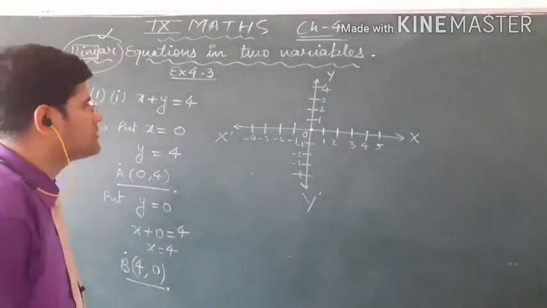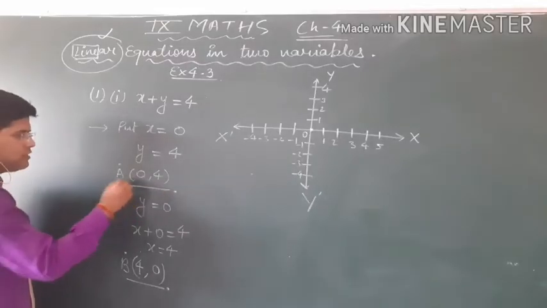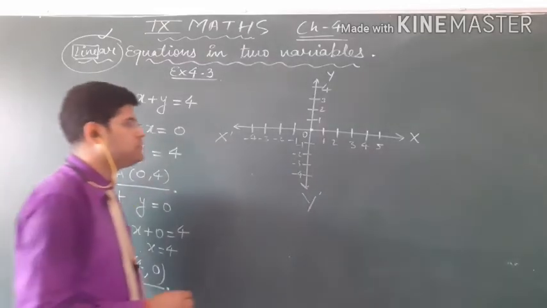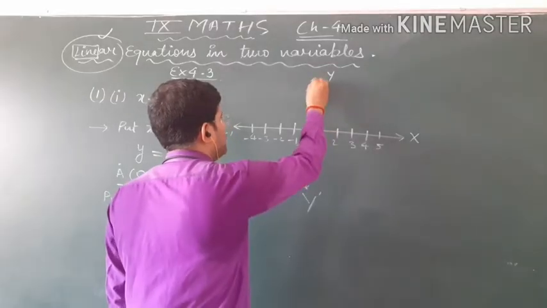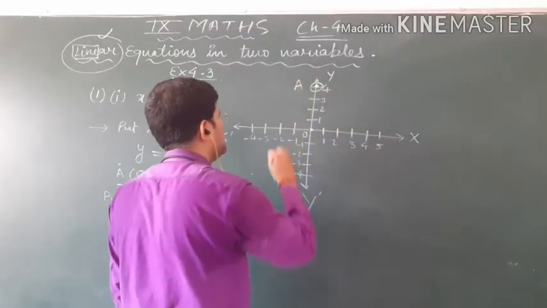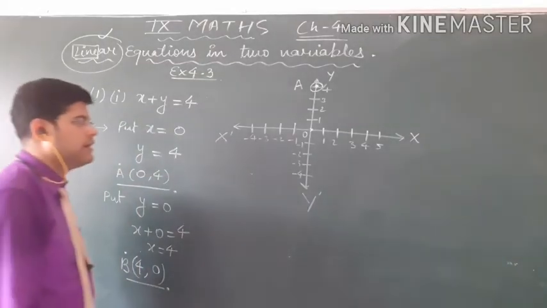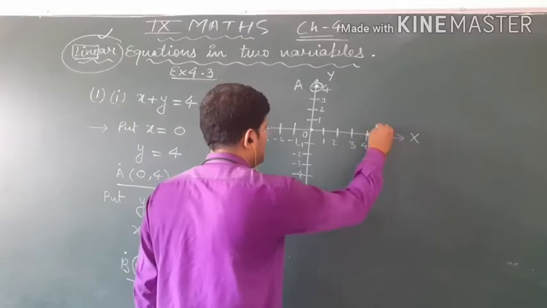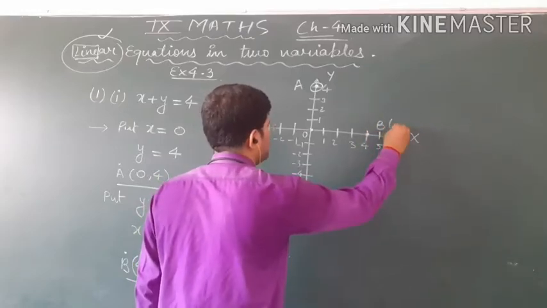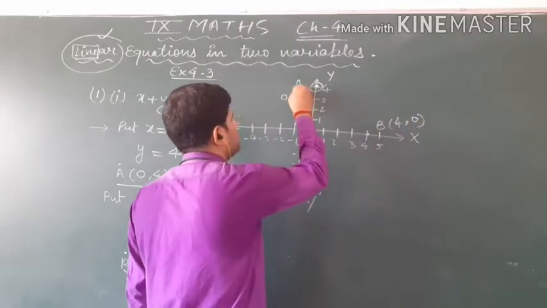Okay, so I have taken this Cartesian plane. Now we have 2 coordinates. The first one is (0, 4). So we put 0 on the x and 4 on the y. So here we have the A coordinate. Then the B coordinate is (4, 0). So at the place of (4, 0), we put here B. So it is (4, 0), and this is (0, 4).